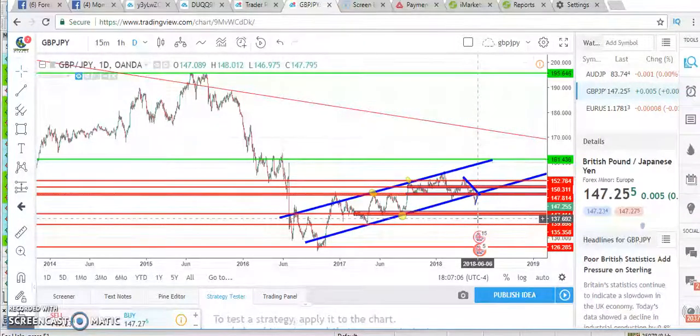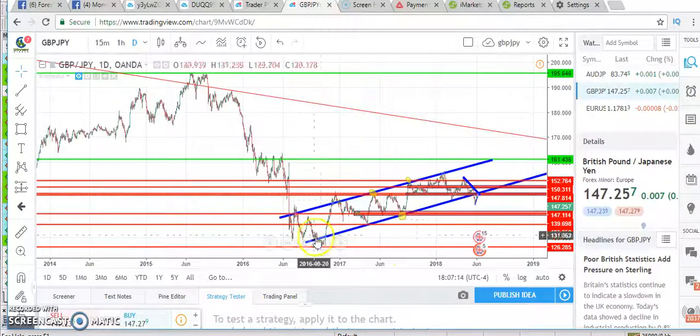You can do this on the weekly, the daily, the 4 hour, the hour, the 15 minute, the 5 minute. If you have an impulse move and then you have a flag pattern similar to this, where you have a trend line drawn at the bottom, which connects all of your lows or most of your lows.